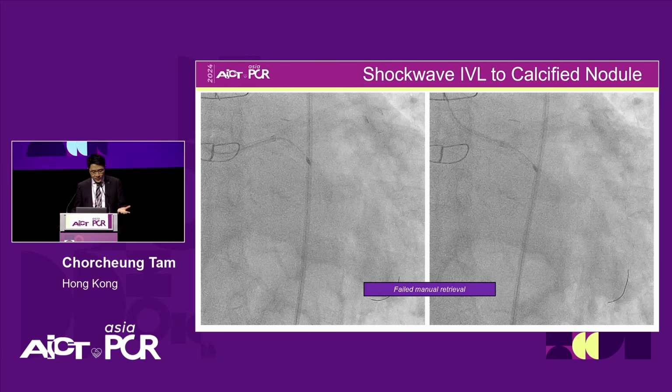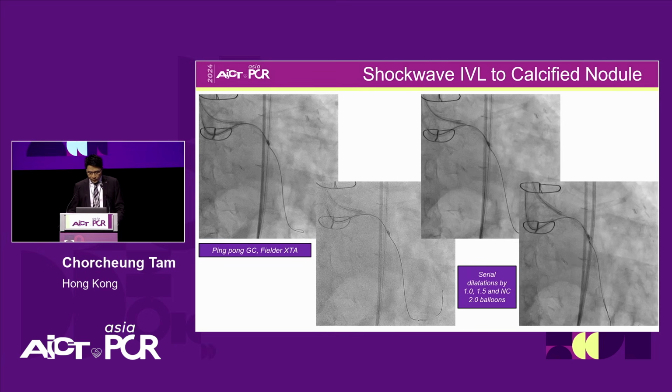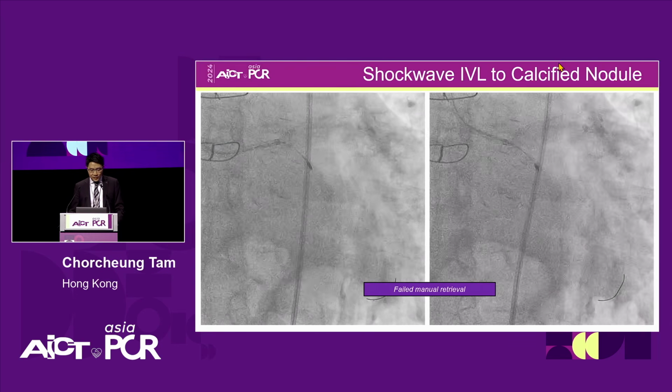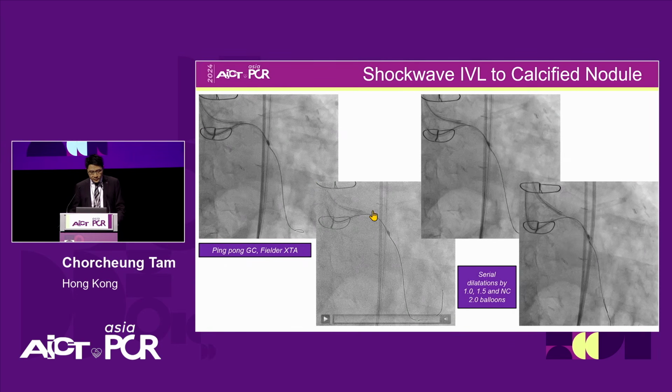What do we have to do? So we first try some manual retrieval, right? Pull it gently, but obviously it failed. And then for the trapped burr, for the algorithm, there are many ways, right? In this case, we start from the simple one. We use a ping pong guide.